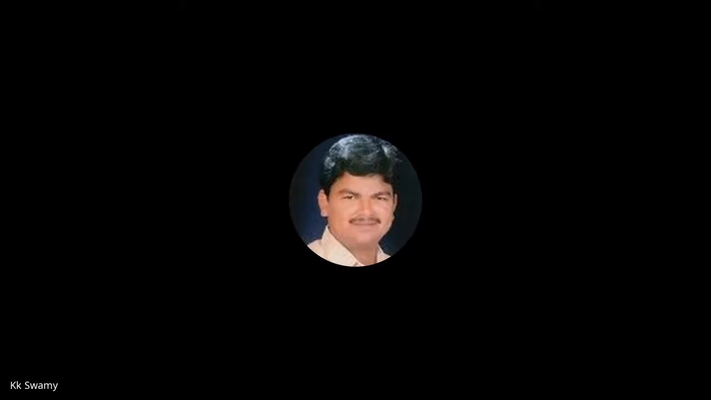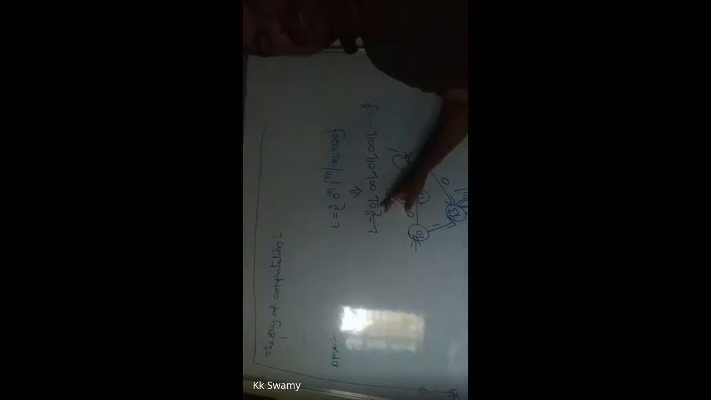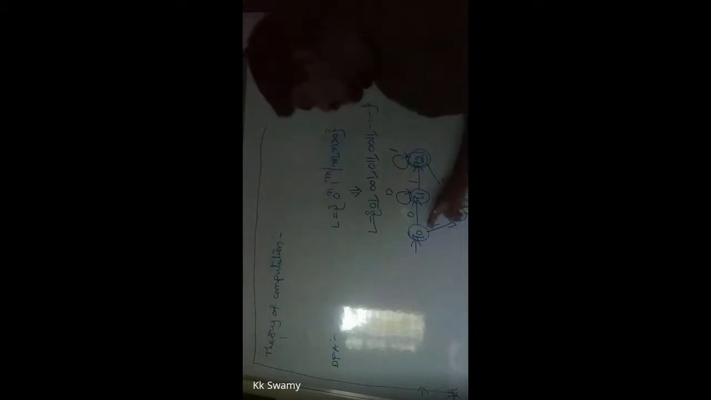Now, in any language, first we need to start from the minimum string. What is the minimum string here? 01. What is the length of this minimum string? That is n, so n equals 2. How many states are required? 3 states are required for accepting the 01 string. That is Q0 on 0 goes to Q1, and Q1 on 1 goes to Q2. That means 01 is accepted initially.